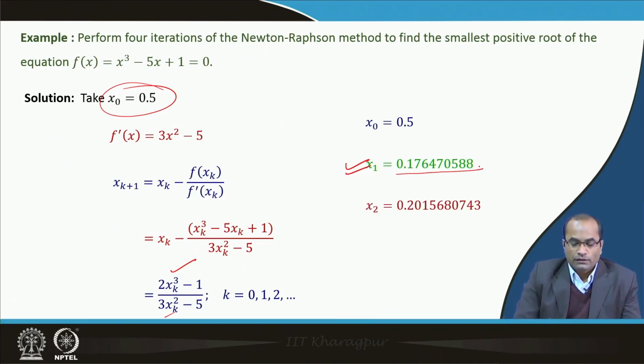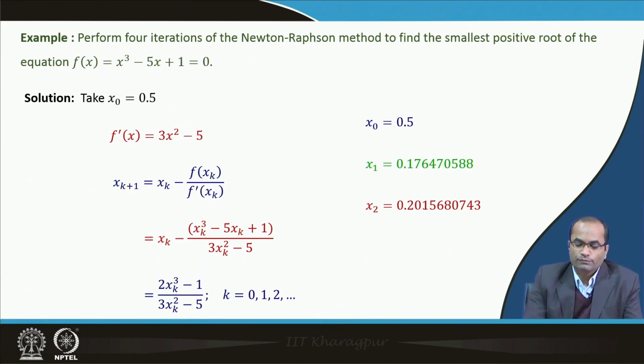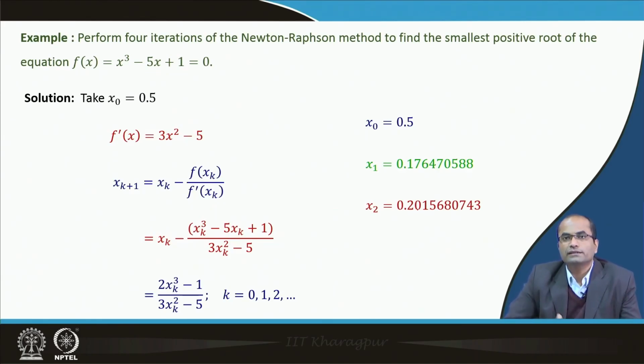470588. Using this x 1, we will now get x 2, which is 0.201, and we can see the convergence is very fast. We did the same example using the fixed point approach and the bisection method, and after 6 or 7 iterations we were getting a value close to 0.20. Now in the second iteration itself we are getting a value which is close to the actual root.